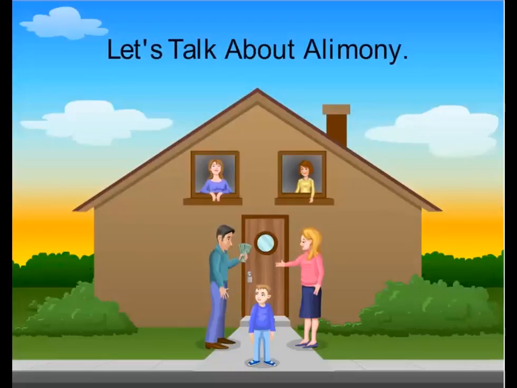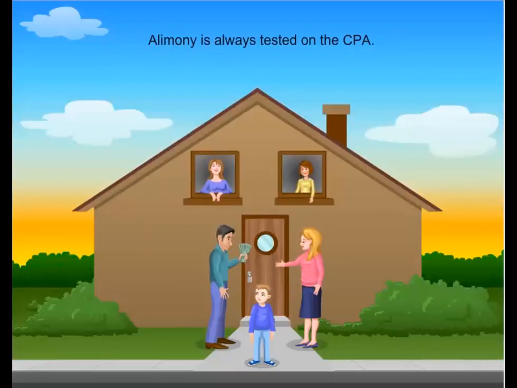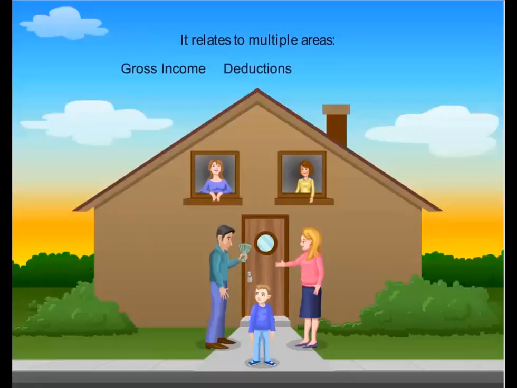So let's talk about alimony. Alimony is always tested on the CPA exam. It relates to multiple areas, primarily gross income, adjustments, and child support. Starting with gross income, alimony received is gross income to the person receiving it. At the same time, alimony paid is an adjustment to the person who pays it. And child support is conflated with alimony quite a bit.